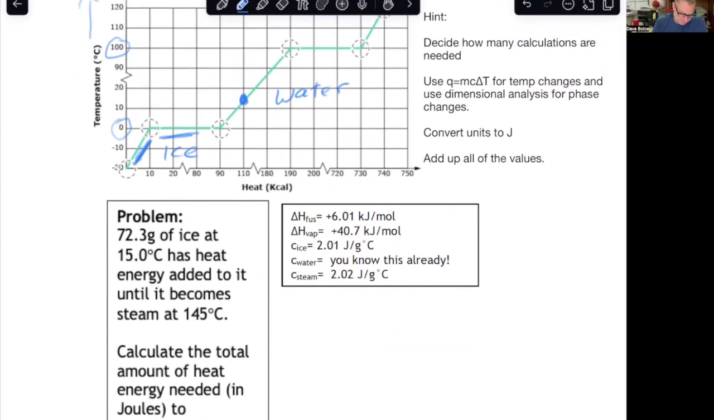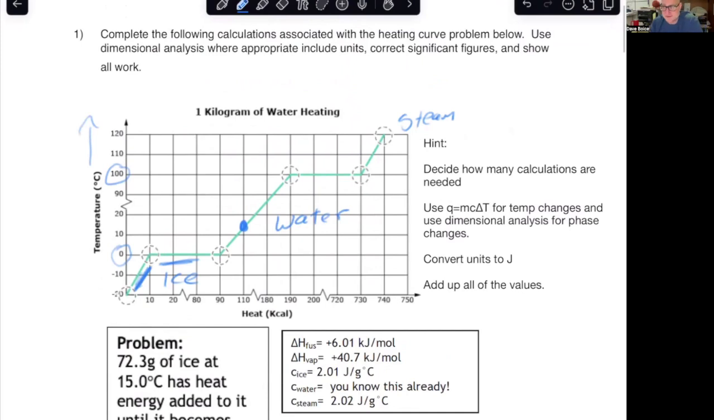Okay, and heat energy is added until it becomes steam at 145. So 145, that is after the phase change to steam. This is going to be a little bit off the charts here for this temperature. So we need to think, what is it that we need to worry about? Well, we need to go from 15 degrees to 100 degrees. Once we get to 100 degrees, then we need to go through a phase change.